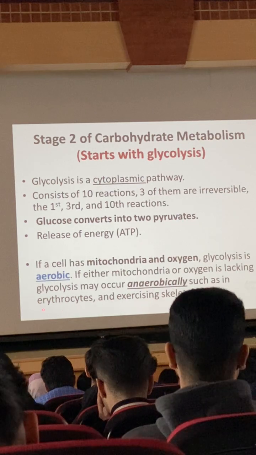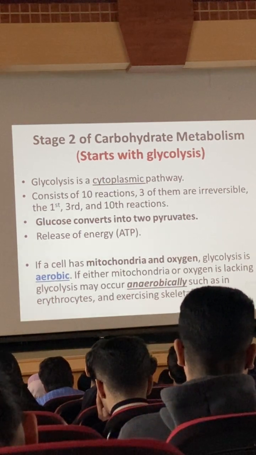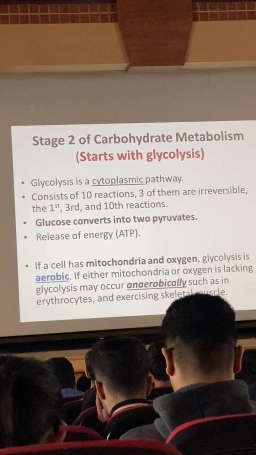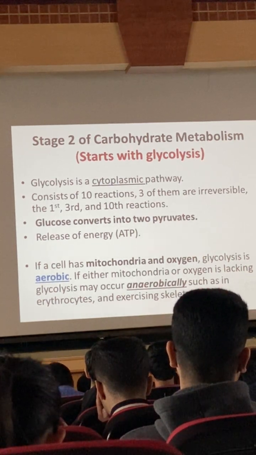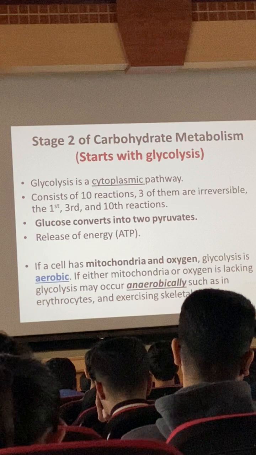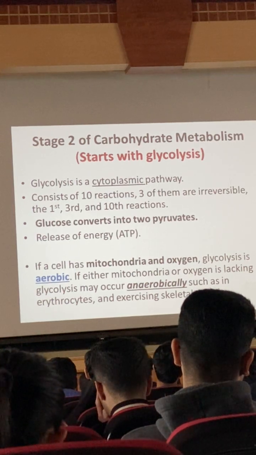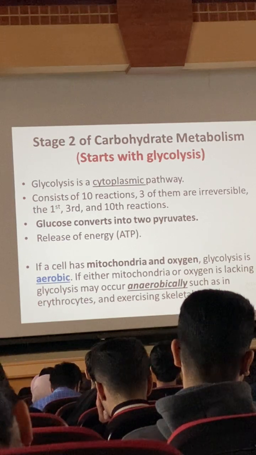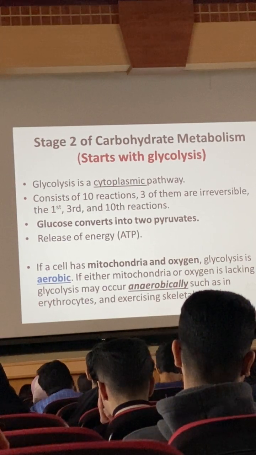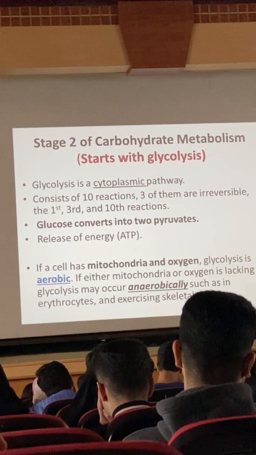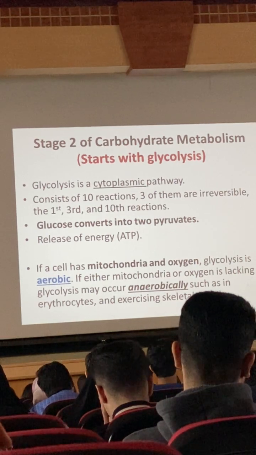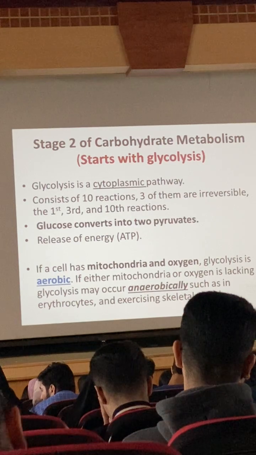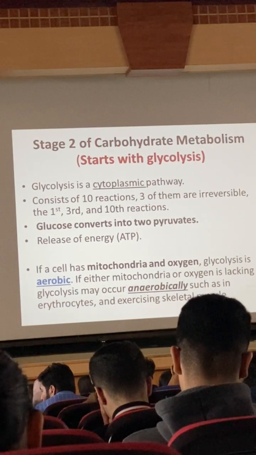Such as erythrocytes, which have no mitochondria, so they use anaerobic glycolysis. And also exercise in skeletal muscle. Part of the exercising muscle is aerobic and part of it is anaerobic. If oxygen is sufficient, glycolysis completes and the aerobic cycle starts. Okay?